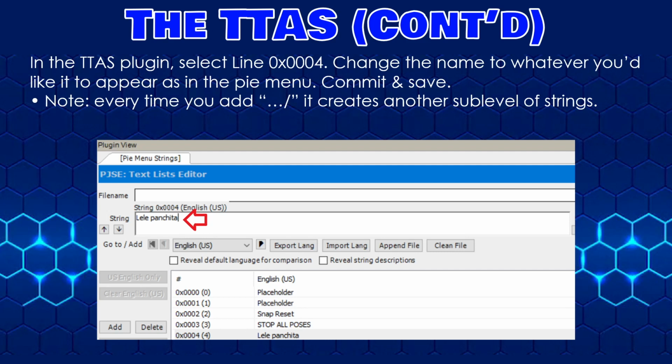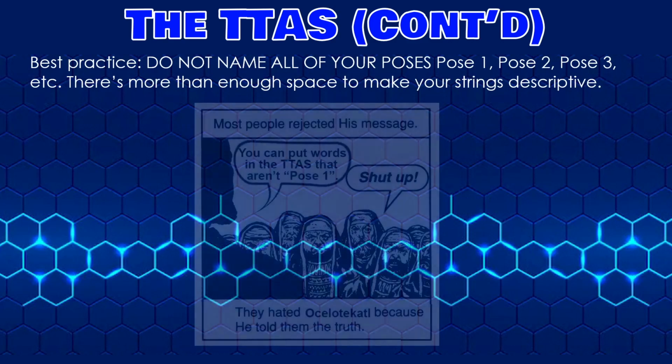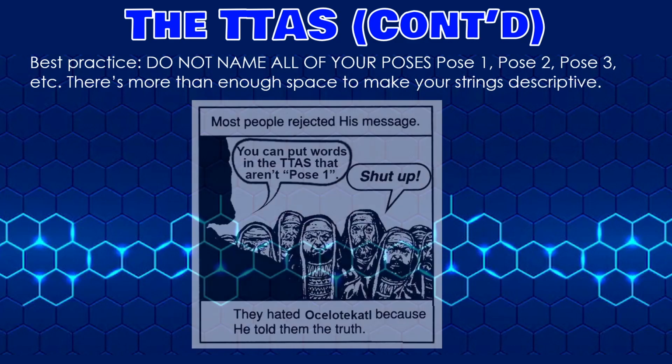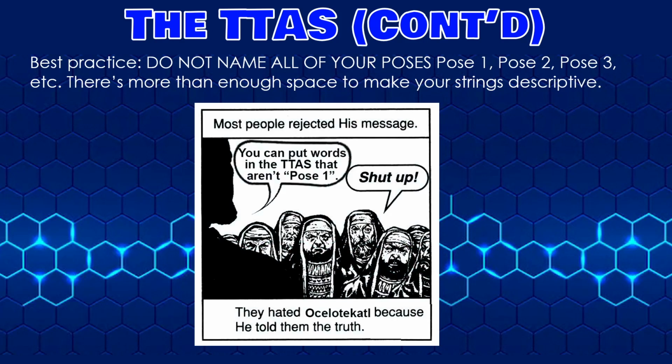If you want sublevels, at the end of your text, just add asterisk, asterisk, asterisk, slash, and that will give it a new sublevel of strings. And as a final note, best practice, do not name all of your poses pose 1, pose 2, pose 3, etc. There's more than enough space to make your strings descriptive.